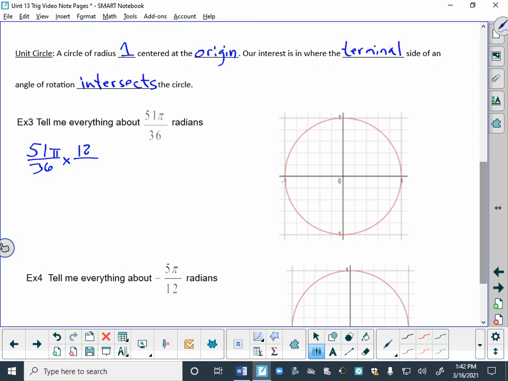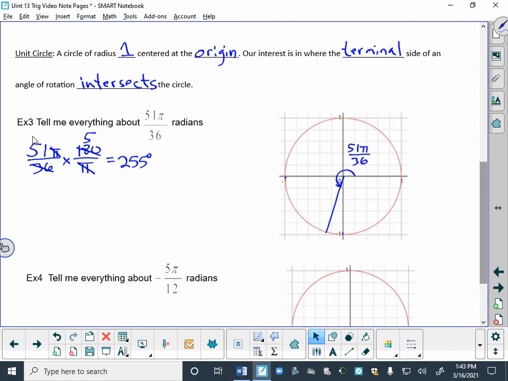So that's going to multiply by 180 and divide by pi. My pi's will cancel. 36 goes into 180 exactly 5 times. 5 times 51 is 255 degrees. So I know this is 180 degrees over here. This is 270. So I'm about 15 degrees short of getting there. So I believe that is going to be 255 degrees, or 51 pi over 36 radians.